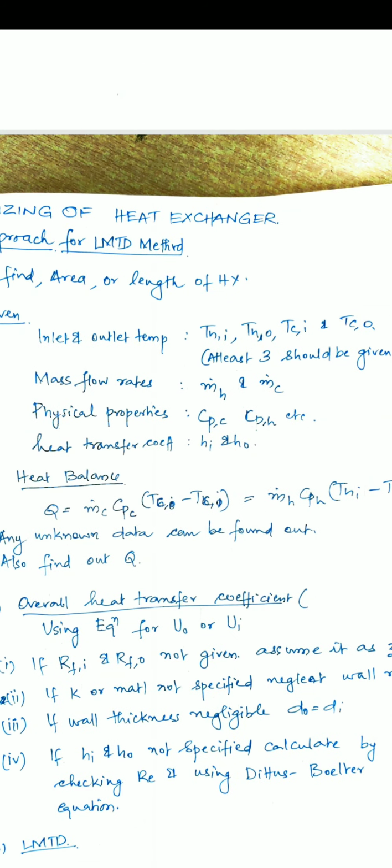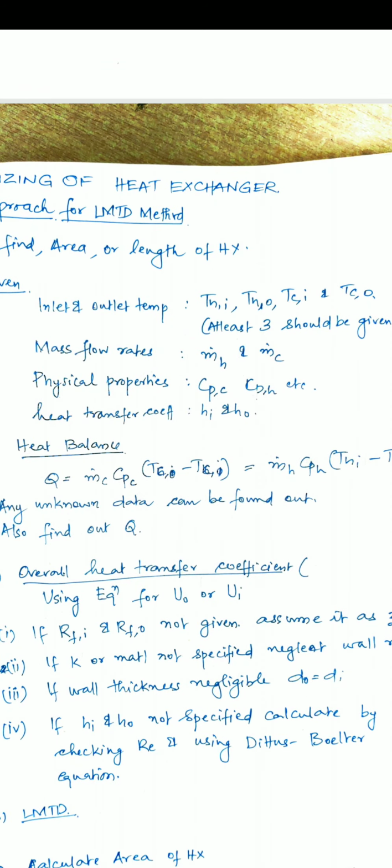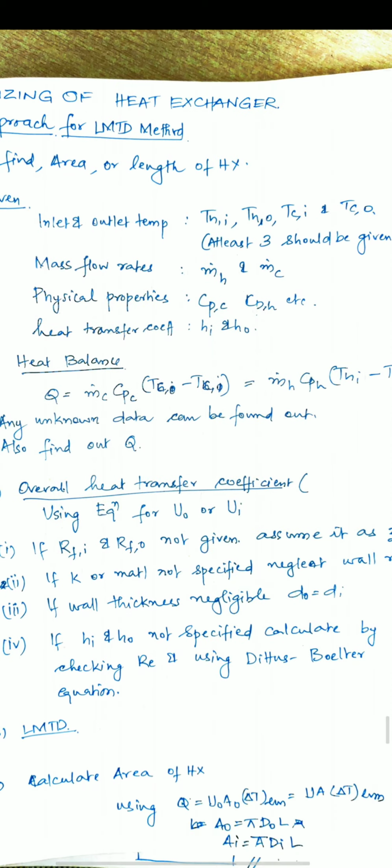Now mass flow rates mH and mC should definitely be given. Physical properties CPC, CPH etc. should be given, or in some problems they wouldn't be given, but the type of liquid, suppose ethylene glycol or alcohol or water, will be given. So we have our data book. From the property tables we can find out the CP values. Heat transfer coefficients HI and HO must be given, or else there should be a method to find them. Or if HI and HO are not given, the overall heat transfer coefficient can be given directly. In some problems it is like that also. So these are the given data.